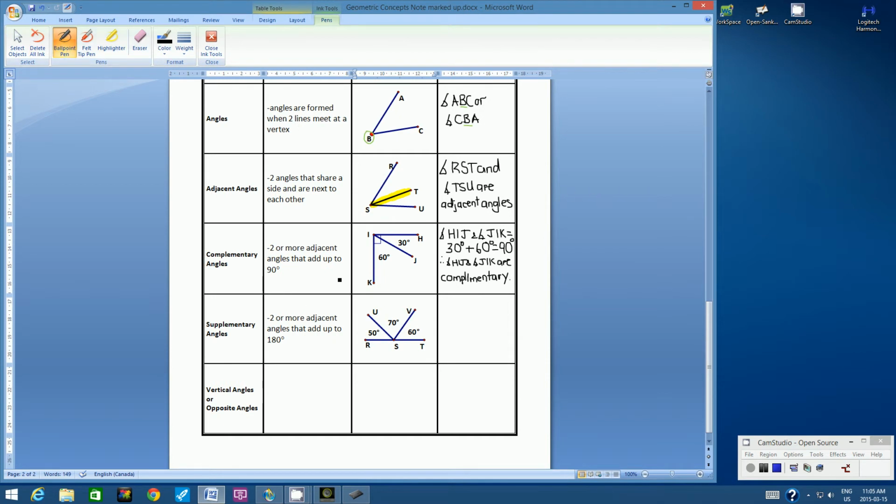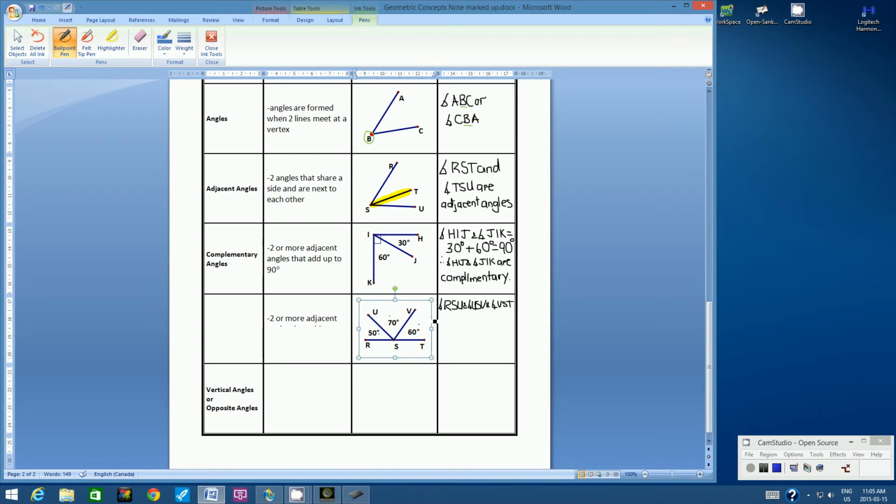Okay, so I'm going to have to write really small here to get this in. All right, so we're going to follow a similar method up here. So let's go angle RSU and angle USV, and angle VST. Okay, so angle RSU is this, angle USV is this, and angle VST is this.